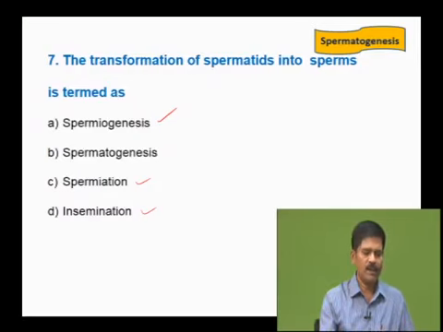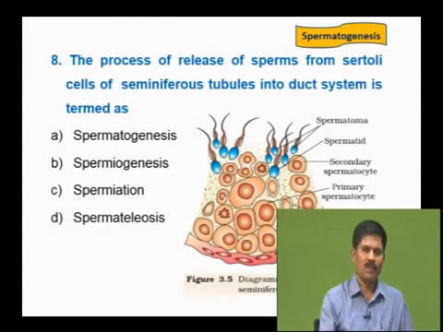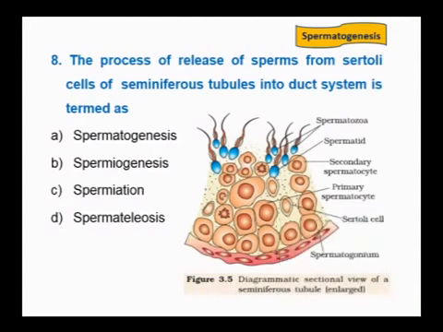The question is the transformation of spermatids into sperms. So therefore the correct option is spermiogenesis. Look at the next question. The process of release of sperm from Sertoli cells of seminiferous tubules into duct system is termed as. It is the process called spermiation.